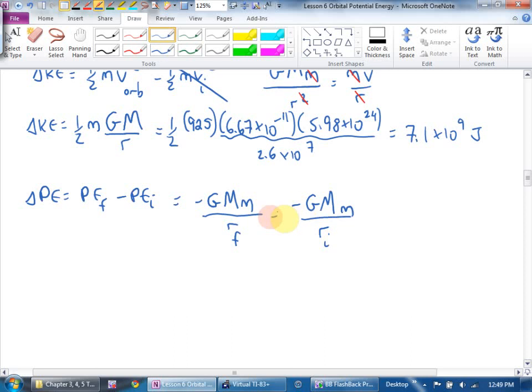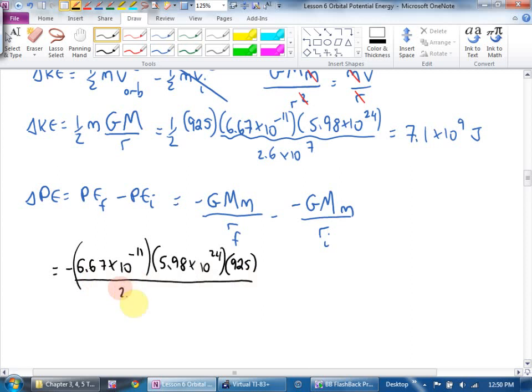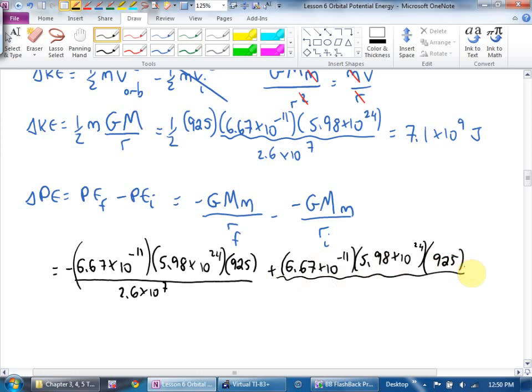Let's start plugging in numbers. Negative big G, 6.67 times 10 to the negative 11, big M, mass of the Earth, 5.98 times 10 to the 24th, little m, 925, all over 2.6 times 10 to the 7th minus... No, plus, Mr. Dueck. You got a minus minus, which is a plus. 6.67 times 10 to the negative 11, 5.98 times 10 to the 24th, 925, all over... What's R initial? Oh, radius of the Earth, 6.38 times 10 to the 6th.